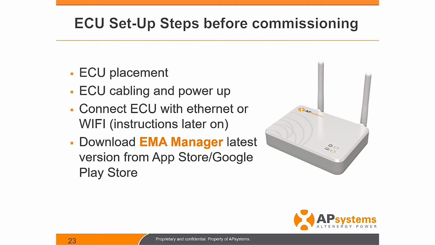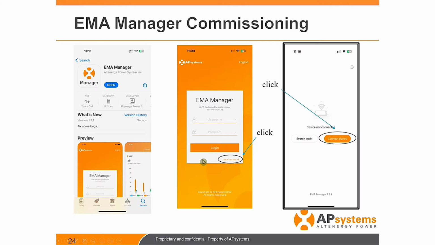So my tip is to plug this device in, whether it's the ECU C or the ECU R, into your power point and the Ethernet, and it will automatically update itself. By the time you get off the roof, you can start the commissioning process, which I'll explain in the next slide. Also, just to reiterate, make sure your EMA Manager is the latest version. Some people already have the app but have the old version, which could create issues as well.